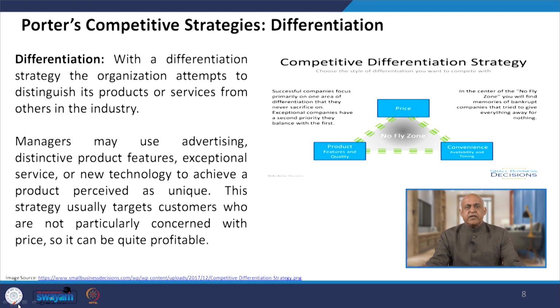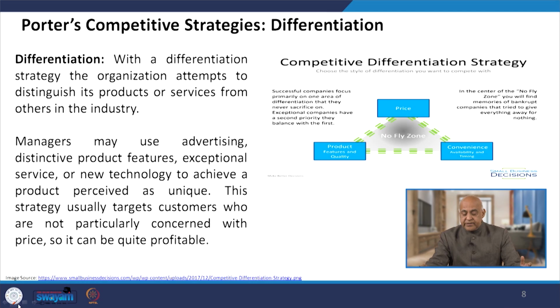So managers may use advertising, distinctive product features, exceptional service, or new technology to achieve a product perceived as unique. This strategy usually targets customers who are not particularly concerned with price, so it can be quite profitable. Here your segment is different, because as soon as you make yourself different, your customer segment will also be different.